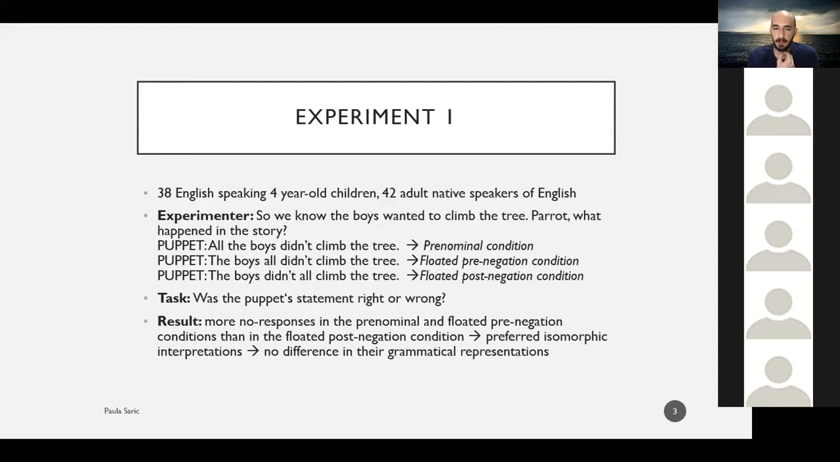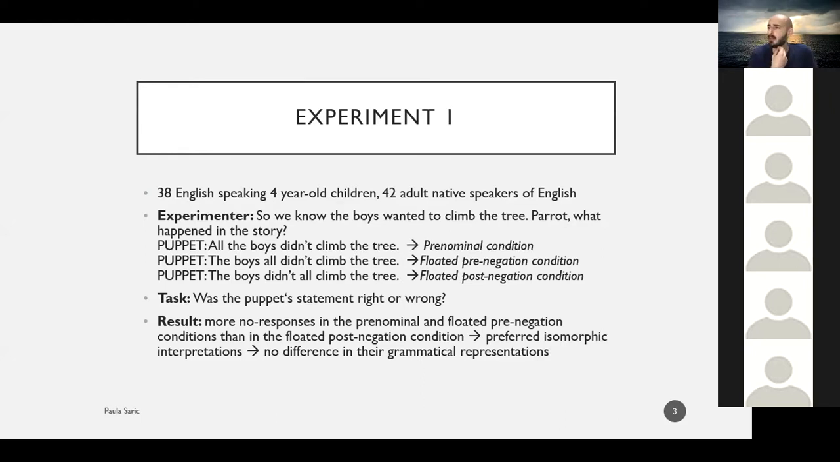So basically, what they do is manipulate the overt syntactic position of this quantifier, right? All the boys didn't climb the tree, or the boys all didn't climb the tree, or the boys didn't all climb the tree. One interesting difference between this experiment and the other experiments is that here they didn't change the grammatical role of the quantifier. They didn't move the quantifier from subject to object. They just changed the position in the sentence of the all. Surface order, yeah.